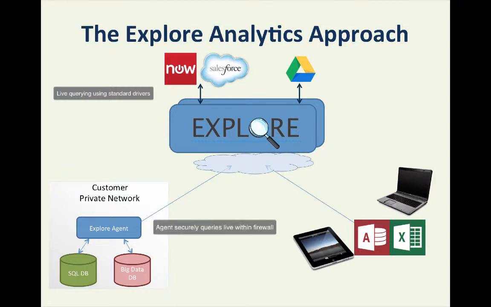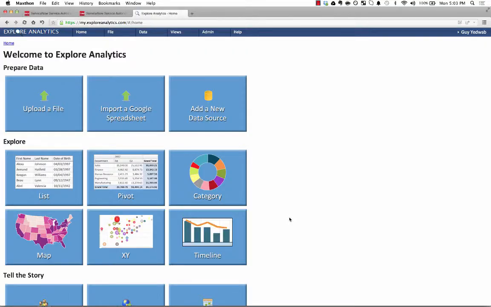If the data is within your network, we can securely query it by either connecting through a Java application or a PHP script that's extremely easy to set up, or users can contribute their own data. So if you have an Excel spreadsheet or an Access database, you can just upload or connect directly from Explore Analytics. So wherever that data is coming from, we make it very easy for you to connect to it in a quick and live way.